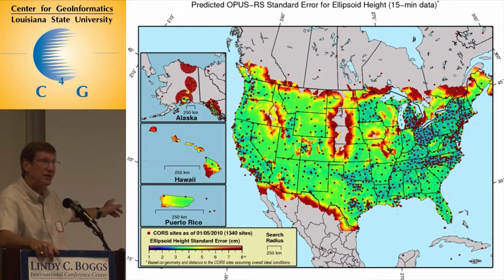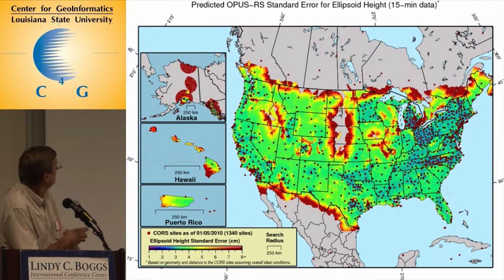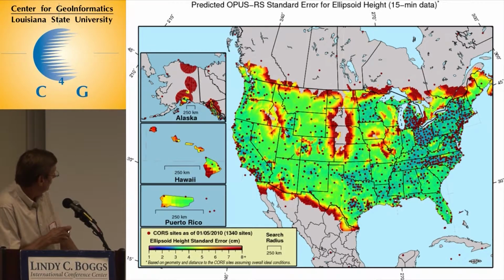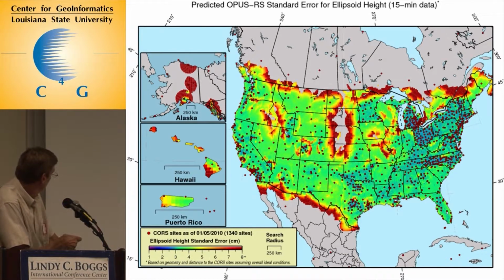So I'm going to tell you what I got these off and what this means to me, and these guys can correct me if I'm wrong. Basically, people did a study saying if you took 15 minutes of data, this is what the expected standard error of your ellipsoid height would be, based on where the cores are and how long you're staying. And over here is 1 all the way to 8, okay?